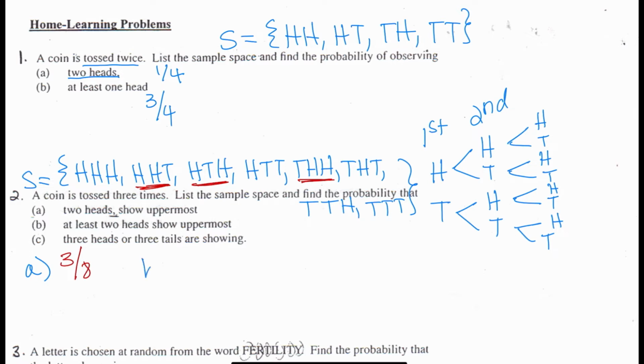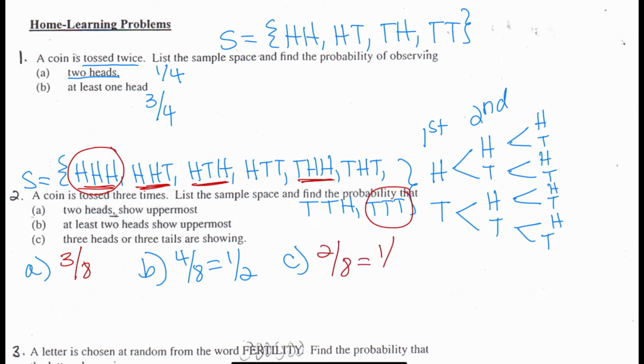Then for part B, it says at least 2 heads. So in this case, not only do I have the 3 that I've already shown you, but I have to add the one that's heads, heads, heads. So that answer is 4 over 8 or 1/2. Then for part C, it says 3 heads or 3 tails. So 3 heads or 3 tails. The answer is 2 out of 8 or 1 out of 4.